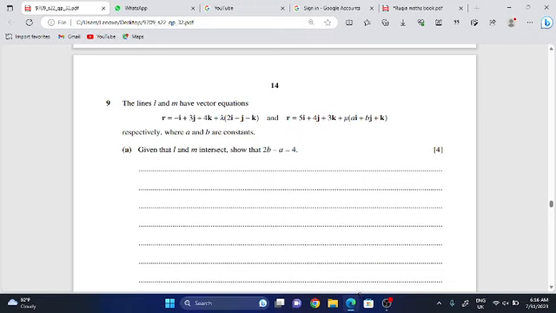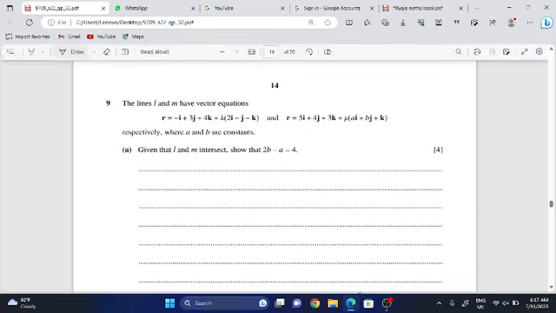a and b are constants, and you have to show that if both the lines L and M intersect, then that gives you 2b minus a equals 4. This is the question from our vectors.